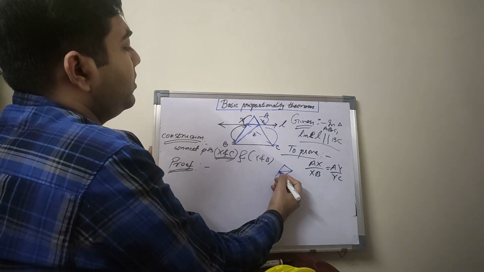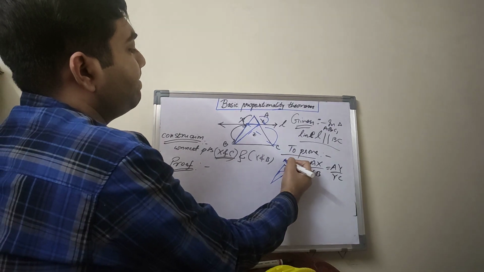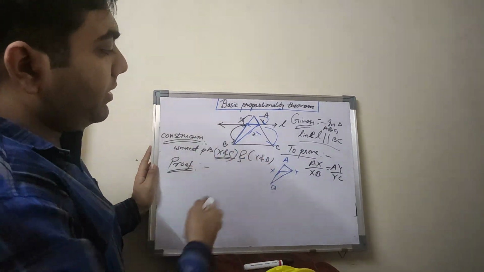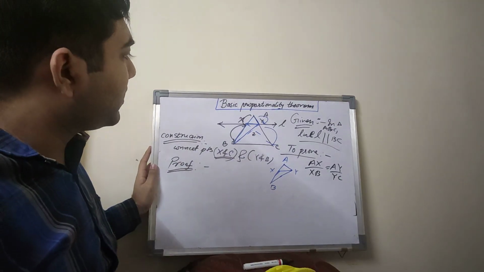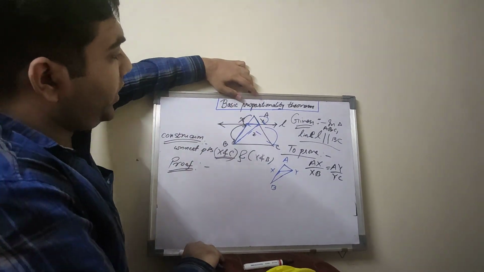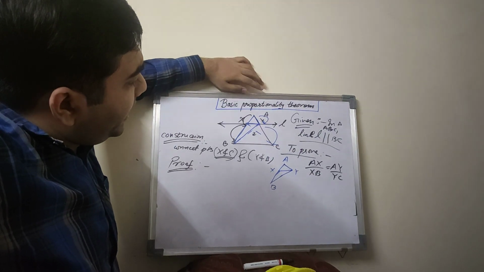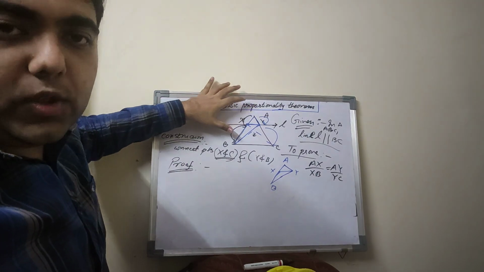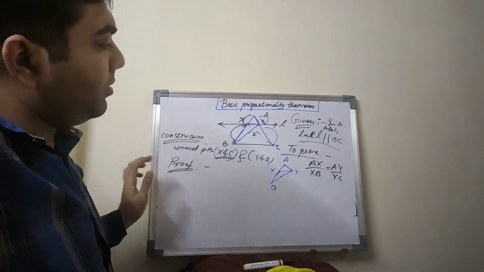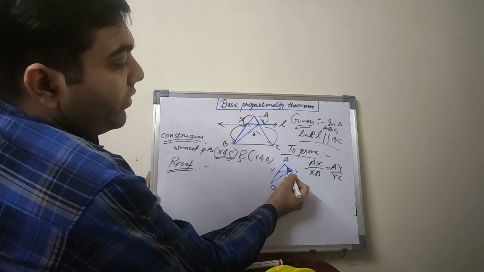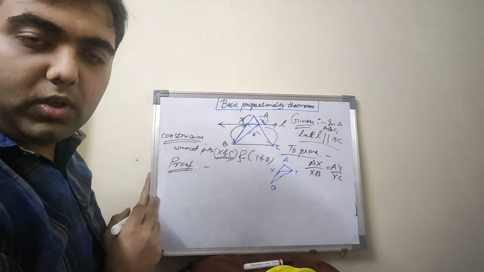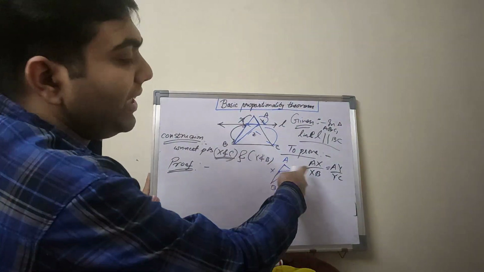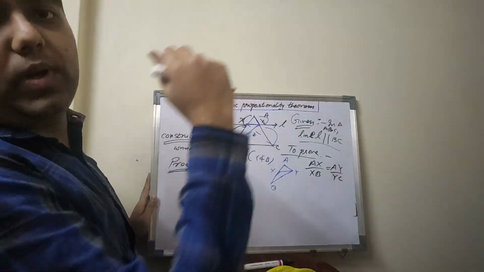AXY and XYB. I have just highlighted this over here. You can see very well. What you can see? You can see that there are two different bases and the heights can be common. I can construct a perpendicular from Y and drop it on the line AB. That height will be common for triangles AXY and BXY.